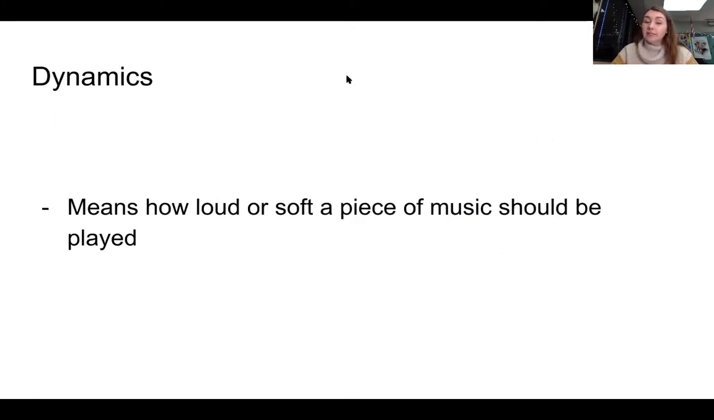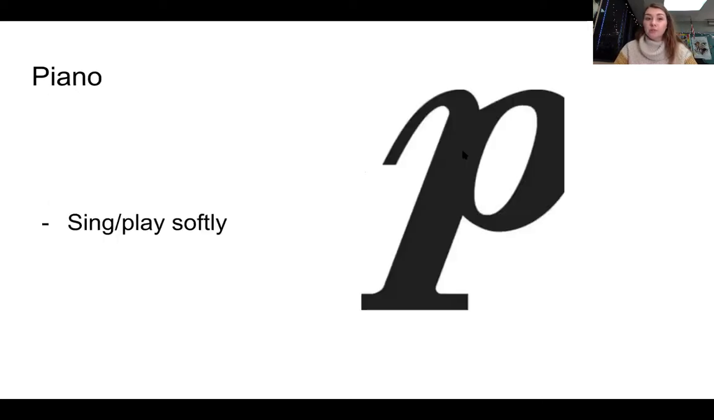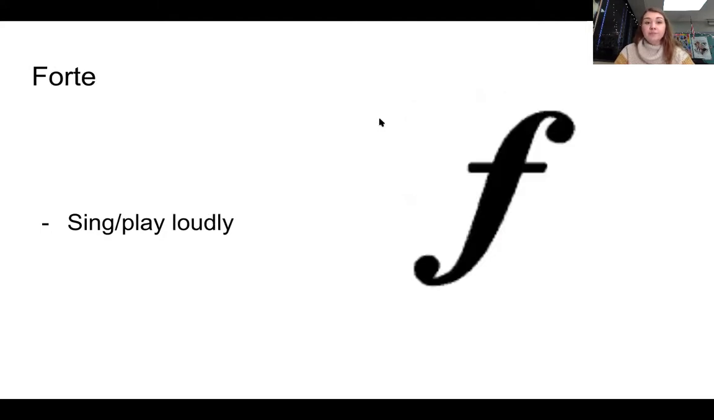All right, we have dynamics, and dynamics is a vocabulary term, not a symbol, but it means how loud or soft a piece of music should be played. So let's talk about dynamics. Let's add some symbols to this term. First, we have a lowercase cursive p looking thing, and that is called piano, and it means to sing or play softly. So there's no getting loud, there's no getting soft, you're just soft. The opposite of that is forte, which means sing or play loudly. Again, there's no changing of your dynamic here, you're just singing loud.